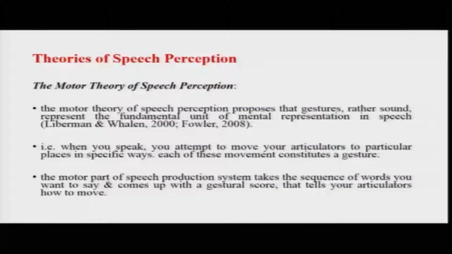And we should try and analyze speech in terms of the gestures that were made to create this speech. So the motor part of the speech production system takes the sequence of words that you want to say and comes up with a gestural score. We talked about that in one of the earlier classes. This tells our articulators how to move. As I said, a gestural score is sort of an executable program. This executable program tells you, move articulator 1 to this point and constrict the flow of air this much and then leave it, and then this is how it goes. So this sort of a program is very important in producing all kinds of speech.